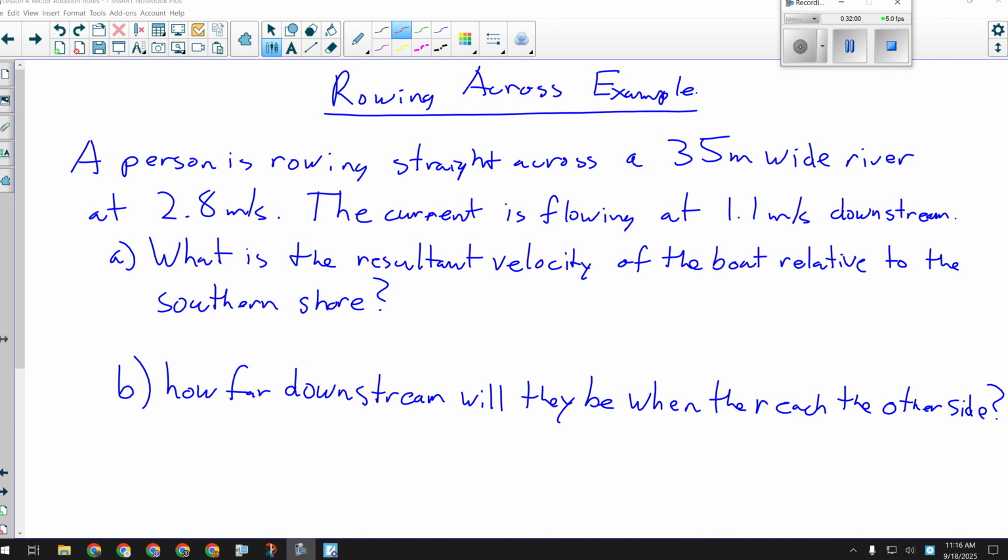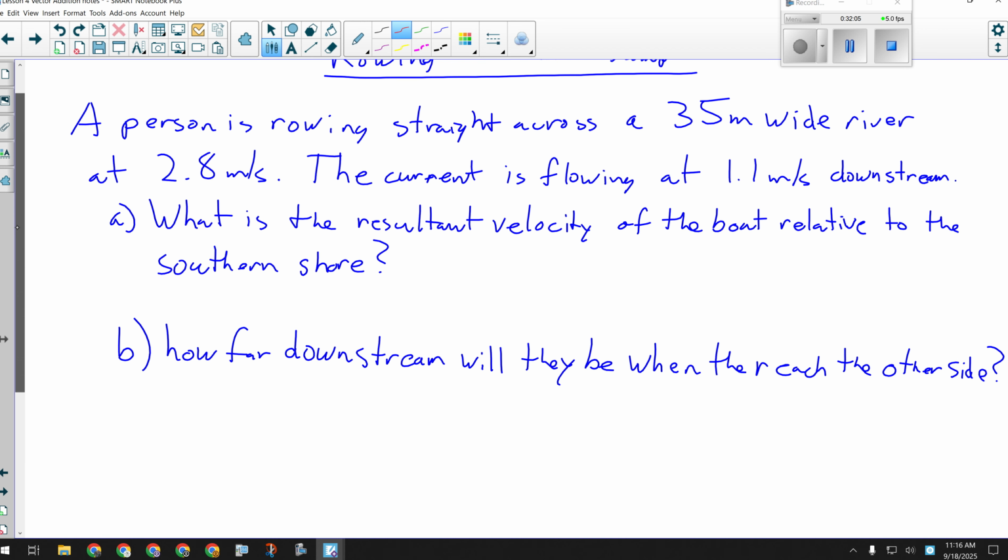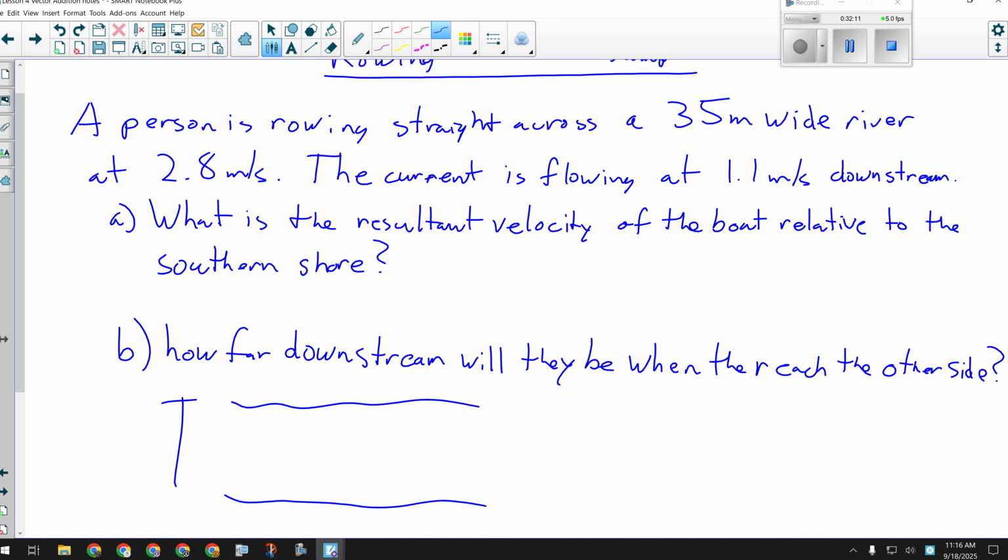So, we got a rowing across example. A person is rowing straight across a 35-meter wide river. All right, so we'll draw the river. We'll draw that it is 35 meters across, and that they can row at 2.8 meters per second. The current is flowing at 1.1 meters per second. What is the resultant velocity of the boat relative to the southern shore?